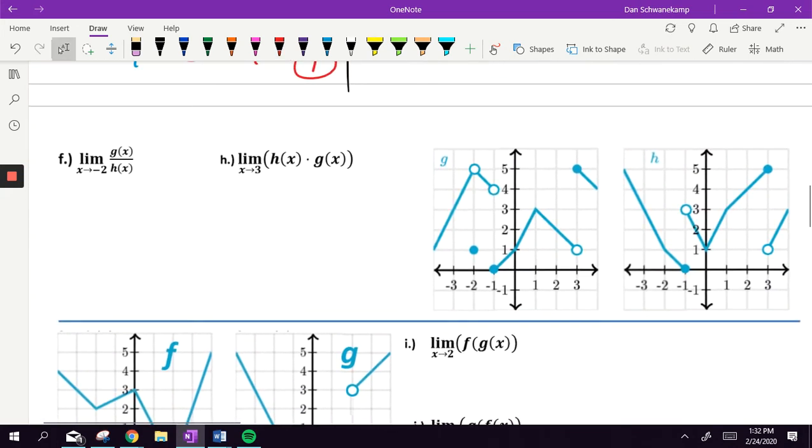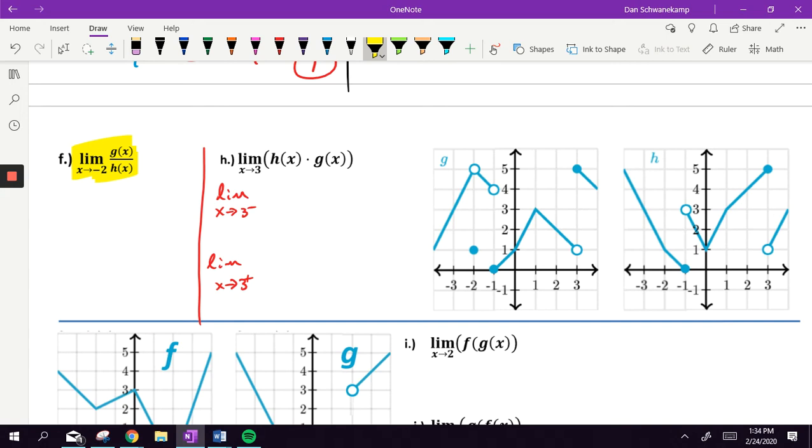We're going to keep going. Letter F on the backhand side, just to speed up the process here. Let's do both F and H together. I will tell you that F and H have the same answer. So if you're getting a different answer for one of them, double check why. We're finding the limit as x approaches -2. We're taking g of x divided by h of x.